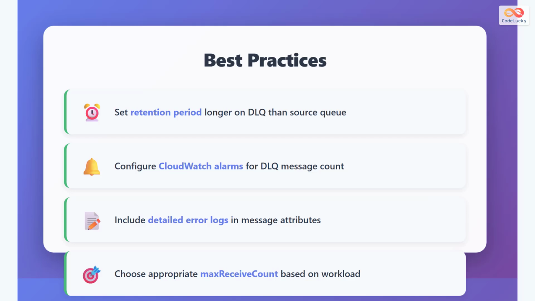Follow these best practices when implementing dead letter queues. First, set a retention period on your DLQ that is longer than your source queue, giving you more time to investigate and fix issues. Second, configure CloudWatch alarms to monitor the message count in your DLQ, so you're immediately notified when failures occur. Third, include detailed error logs in message attributes to make debugging easier. Fourth, choose an appropriate maxReceiveCount based on your specific workload, balancing between giving transient errors time to resolve and quickly identifying persistent problems.